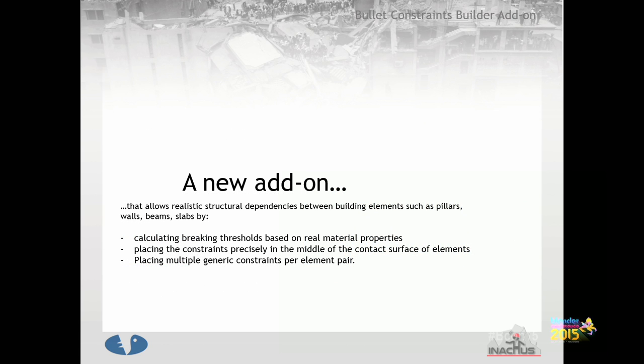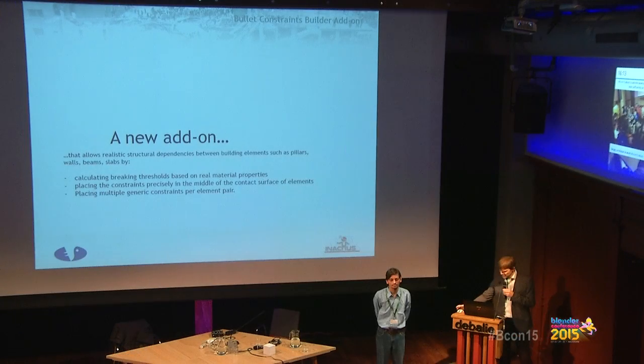So because these tools that we found were not really appropriate, we wrote a new one. Kai wrote a new add-on. This add-on allows realistic structural dependencies between building elements such as pillars, walls, beams, slabs, and so forth, by calculating breaking thresholds based on real material properties. So, yes, placing the constraints precisely in the middle of the contact surface of elements, placing multiple generic constraints per element pair.